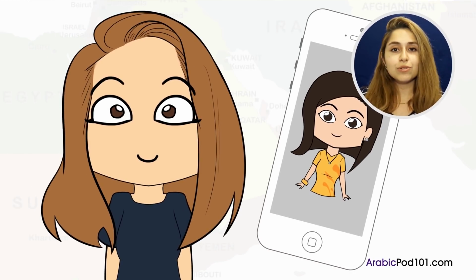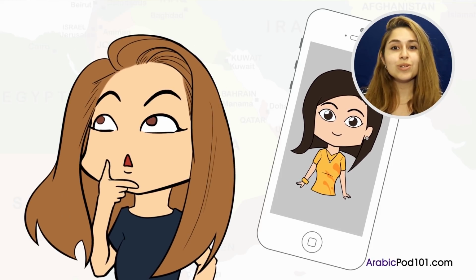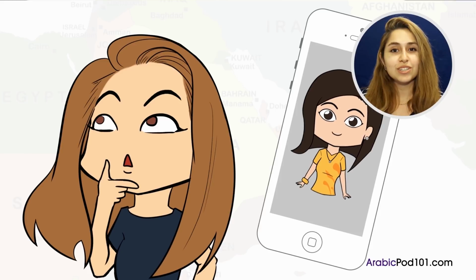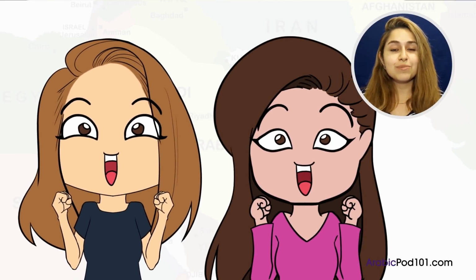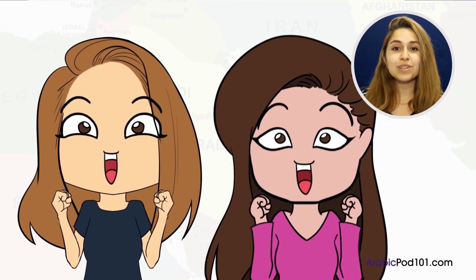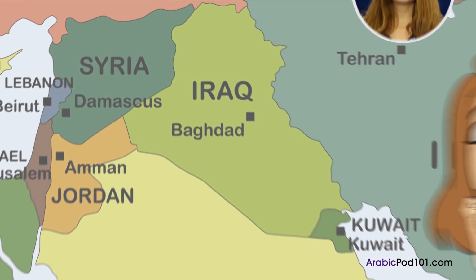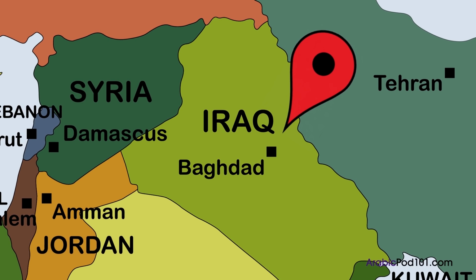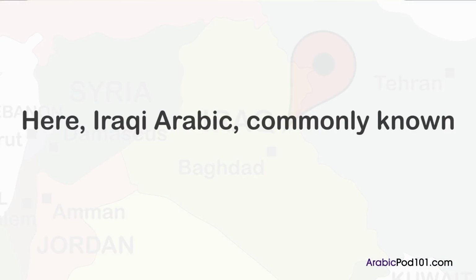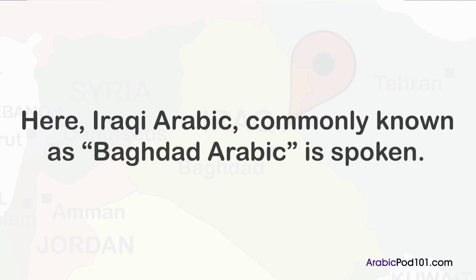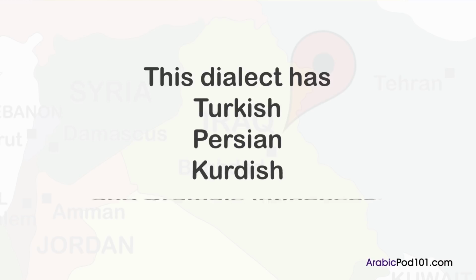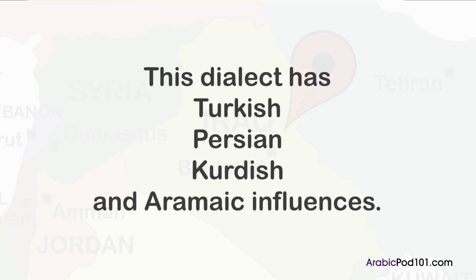I remember listening to a friend from Sana'a talk to his friend on the phone, and I understood absolutely nothing from that 2-minute conversation. Luckily, my friends from Sana'a talked to me in Egyptian Arabic so that we can understand each other. Lastly, we have Iraq, in the far east end of the Arab world. Here, Iraqi Arabic, commonly known as Baghdad Arabic, is spoken. This dialect has Turkish, Persian, Kurdish, and Aramaic influences.